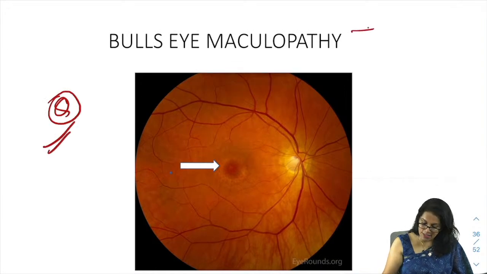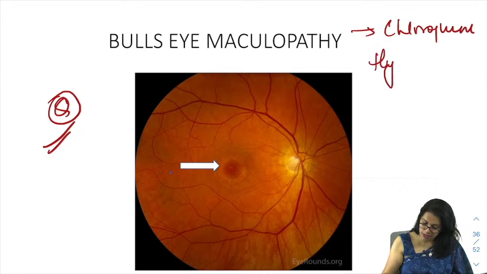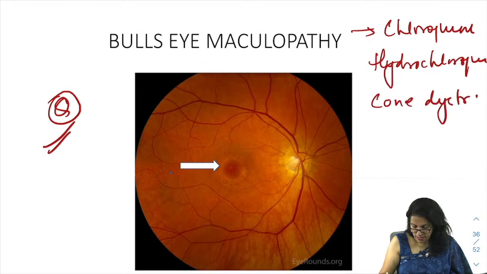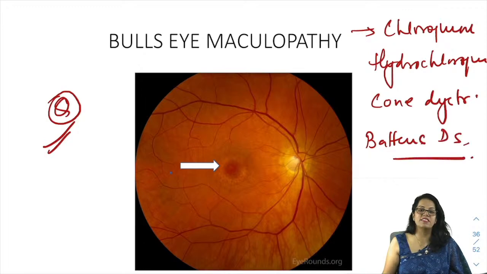Do you remember what are the causes? One is chloroquine. Another will be hydroxychloroquine. Then cone dystrophy, then Batten's disease. Now this is not very important. If you don't want to learn it, don't learn it. Last one, but the first three you should know.